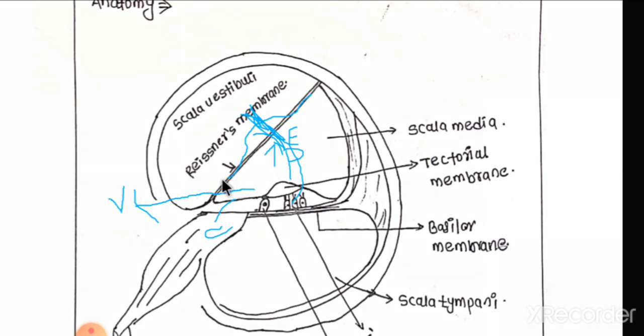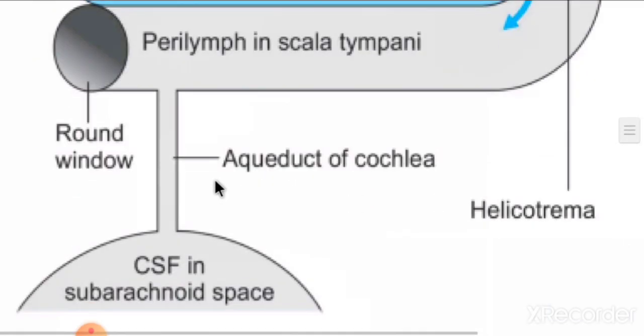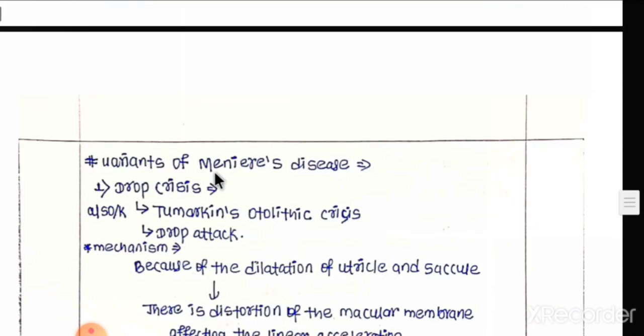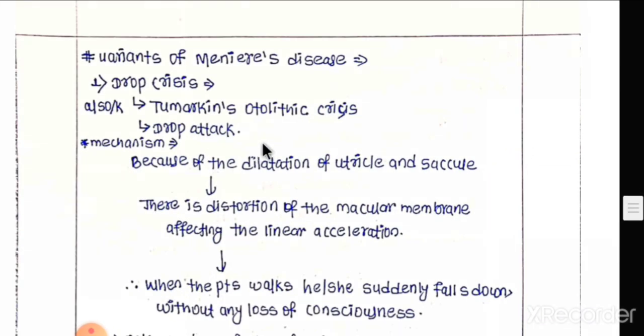So this irritation produces vertigo, sensorineural hearing loss, and tinnitus. These are the classical symptoms of Meniere's disease. Some of the variants of Meniere's disease are, first variant is drop crisis. Drop crisis is also called Tumarkin otolithic crisis, or it is also called drop attack.